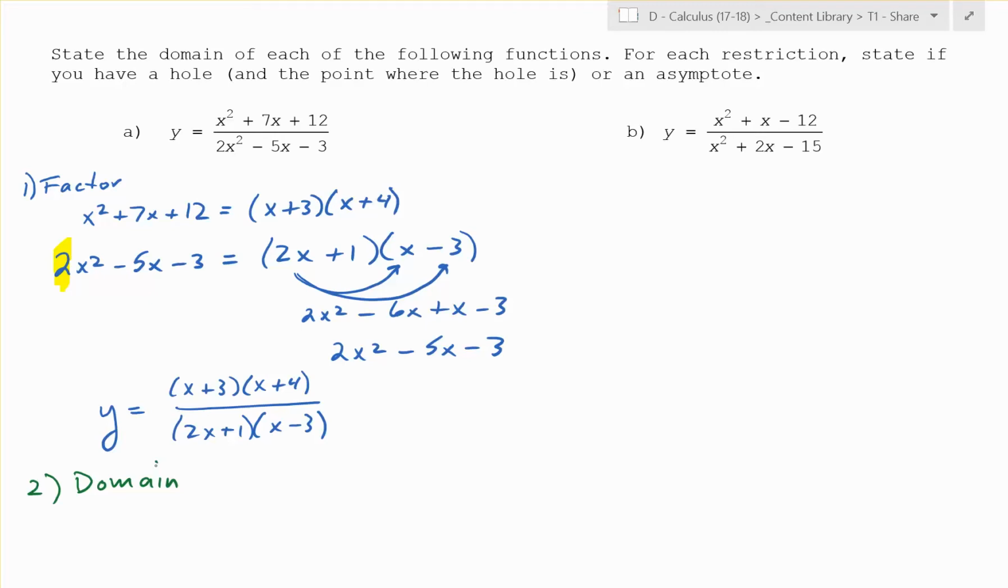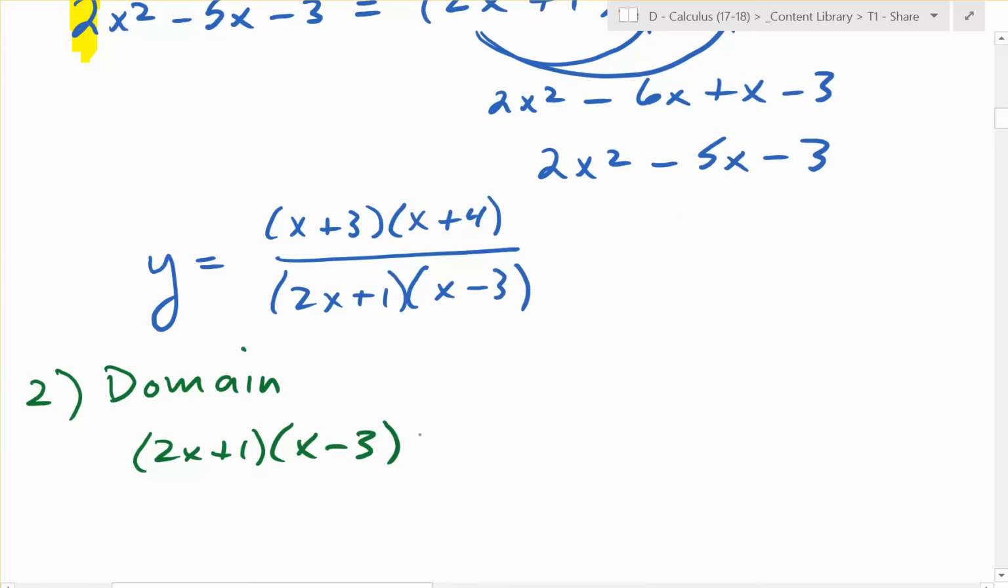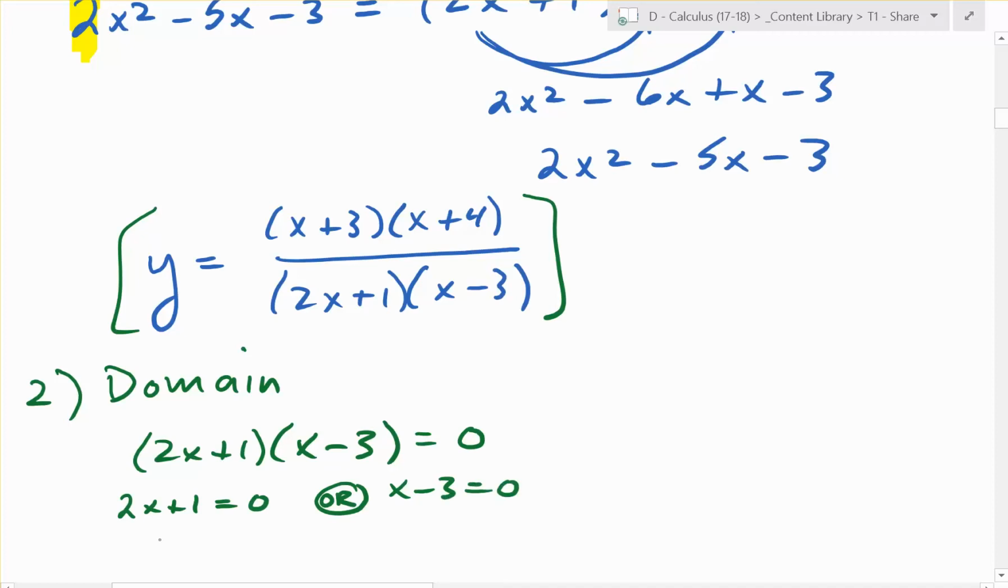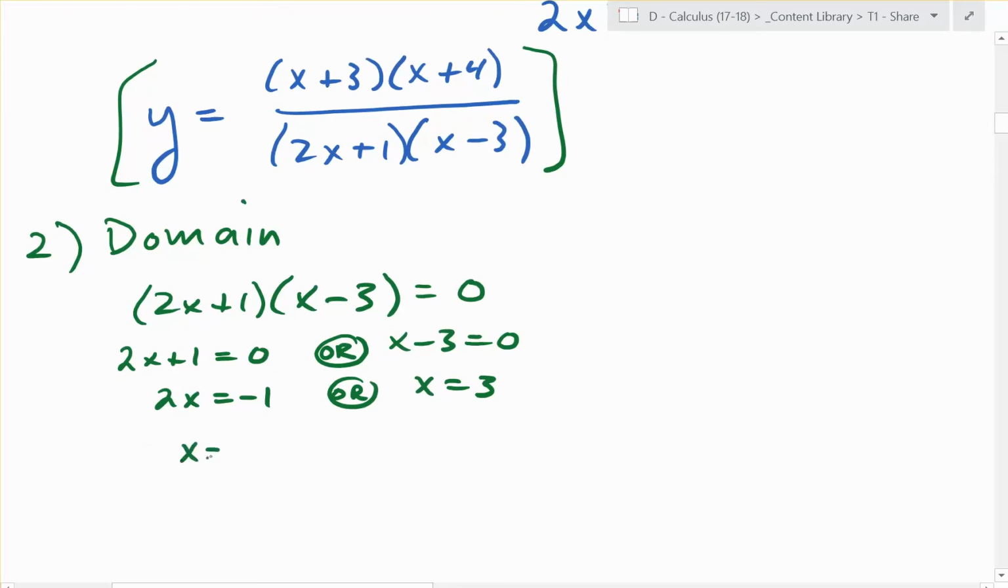And those are the numbers in this case that are going to make the denominator (2x + 1)(x - 3) equal to 0, because if the denominator is 0 right here, then you're dividing by 0. Note, we're not looking for any square roots of negatives because there's no radicals. Well, this is in a really nice form. It's two things multiplied together equals 0. So to make that true, either 2x + 1 = 0, or x - 3 = 0. So 2x = -1, or x = 3, and you have x = -1/2.